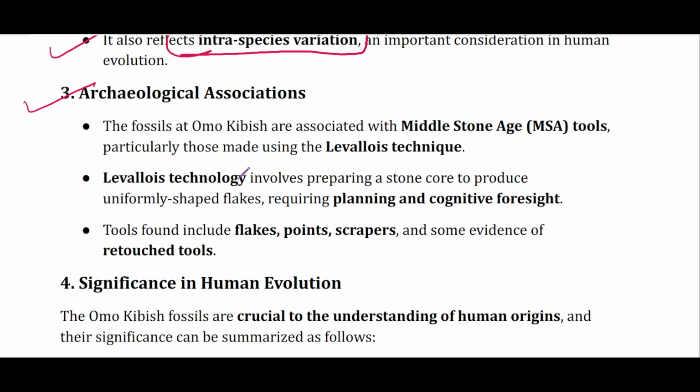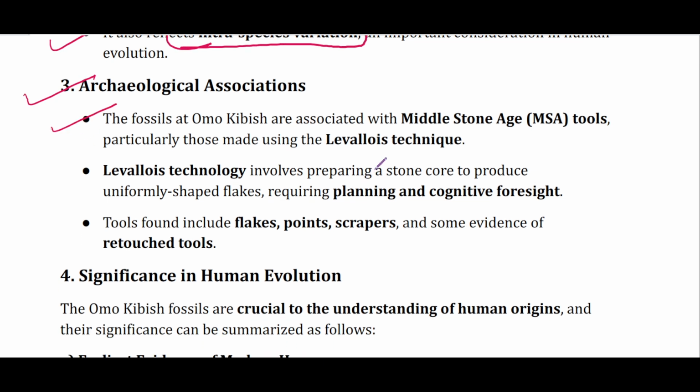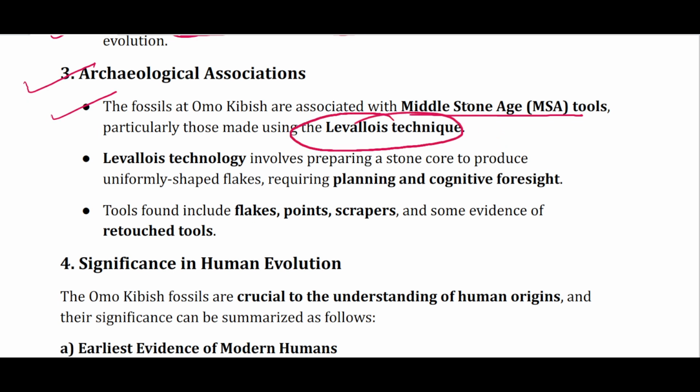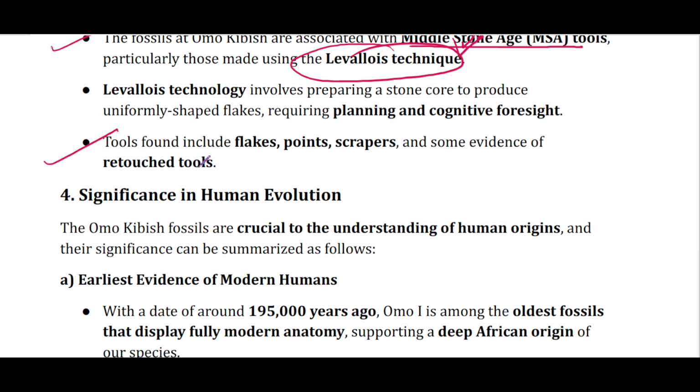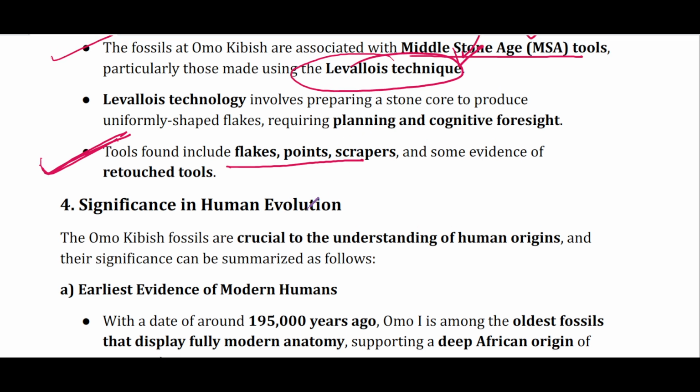Then the archaeological association: the fossils are associated with Middle Stone Age tools, MSA tools. Again, it is a regional variation of stone tool technology, but the production technique was similar, the Levallois technique. Levallois means a prepared core technique. And the tools include flake, point, and scraper, which is again a hallmark of the Levallois technique, Mousterian culture, Aterian.